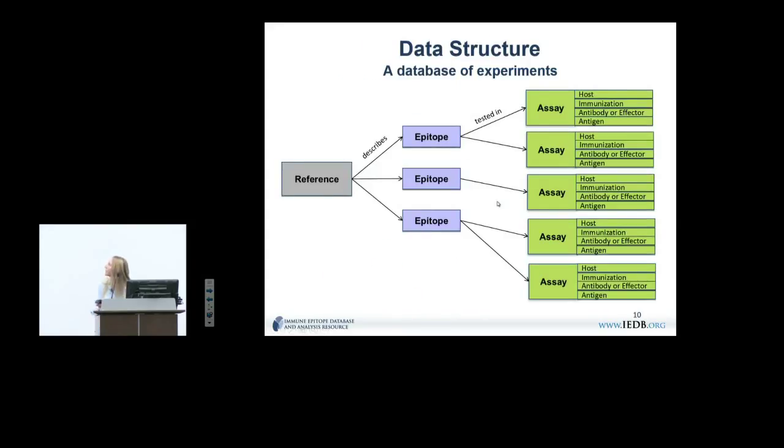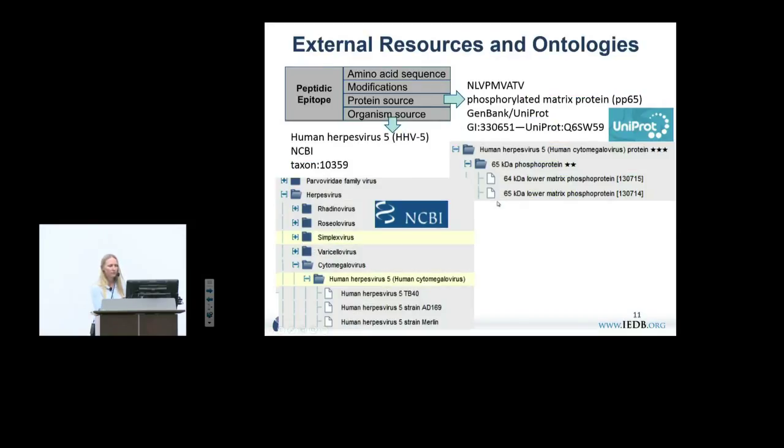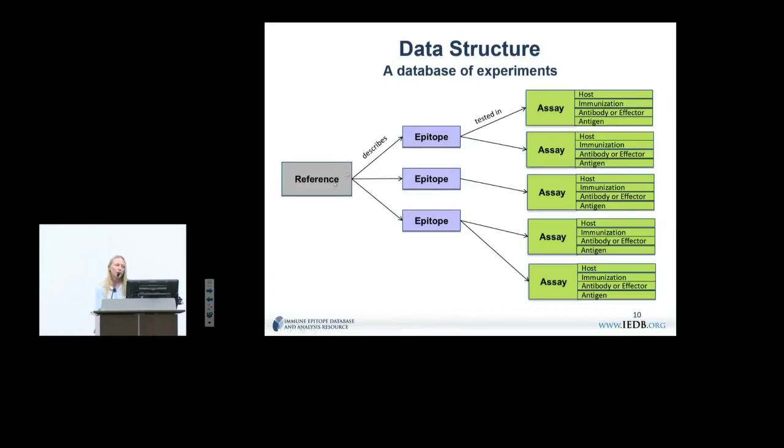So as Bjorn mentioned, IEDB is a database of experiments. And these experiments originate in a reference. So each publication will describe one or more epitopes, and some publications will have several thousand epitopes. And each epitope must have been tested in one or more experiments. And each of these experiments is captured in the IEDB using up to 300 or more fields.